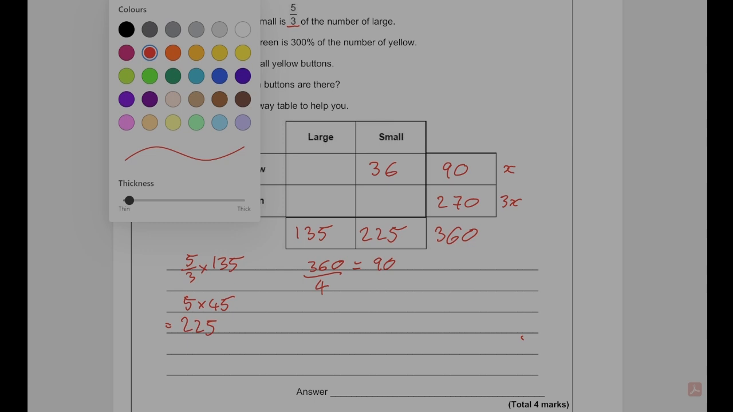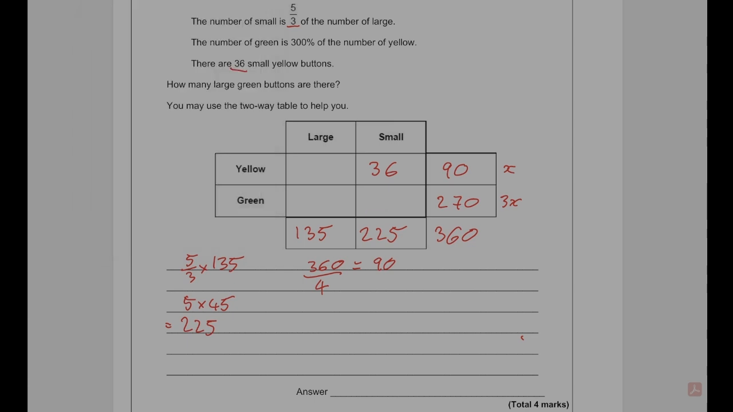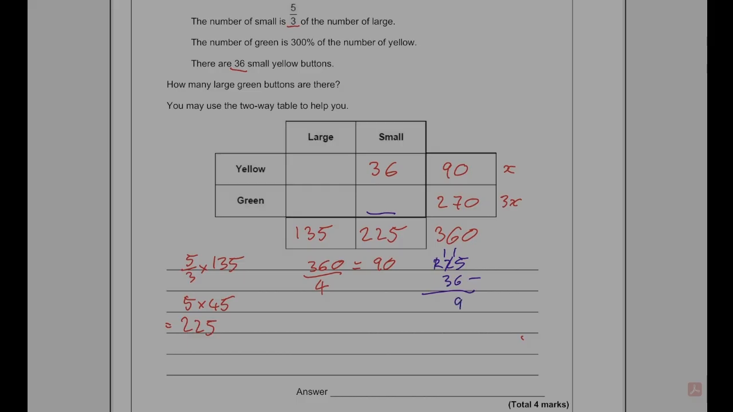So let's just change pen colour. I can work out this value by saying that's going to be 225 take away 36. So that's going to give me 189. So I'm looking at 189 there. Just double check that. 36 plus 36 plus 9 would be 45. 45, yeah, that would work.